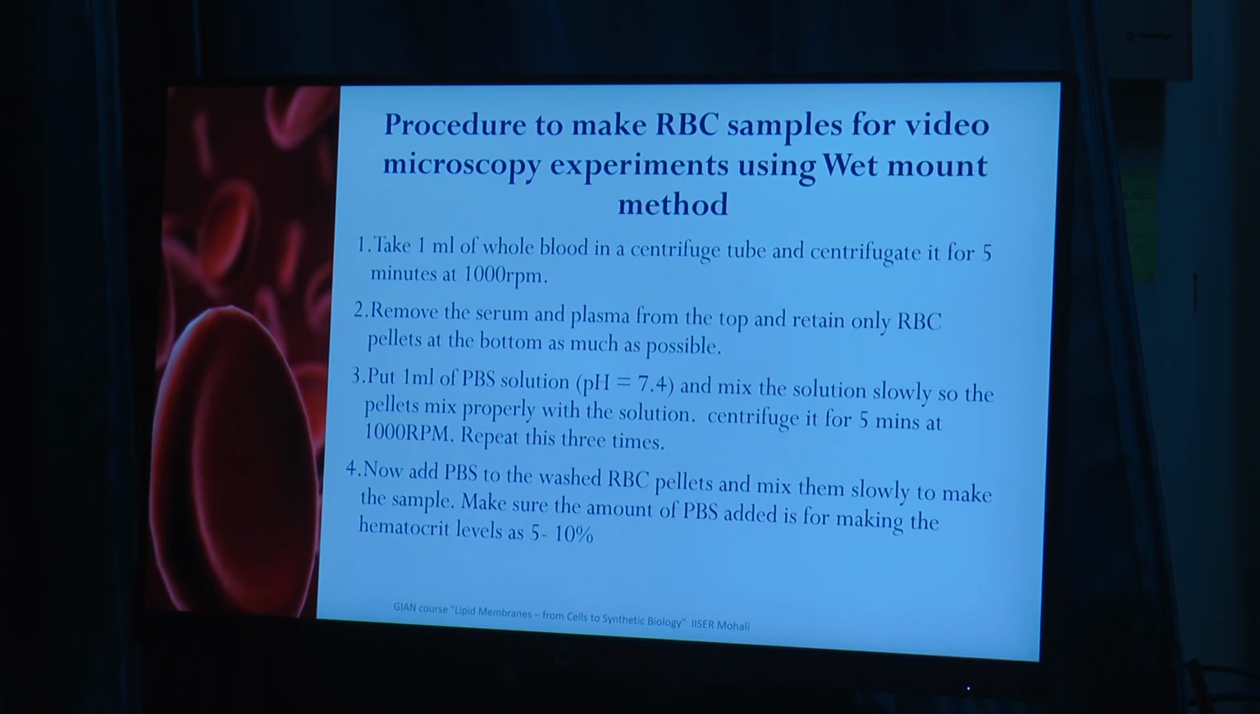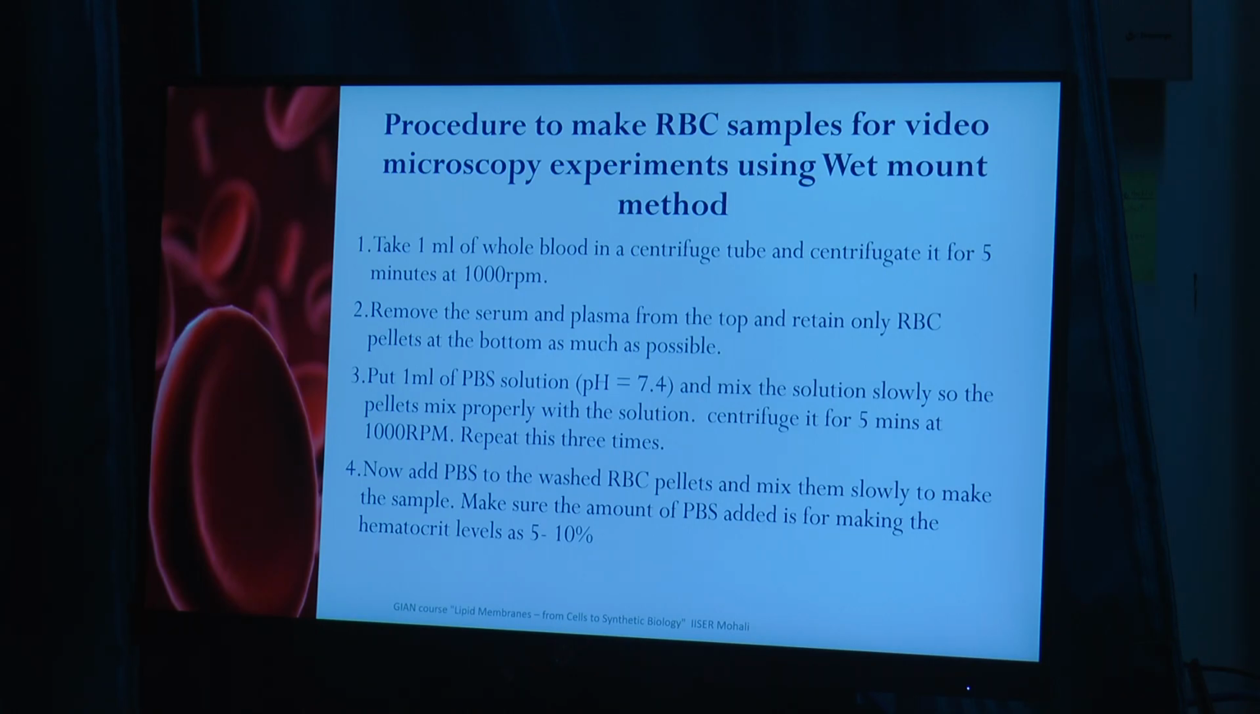300 milliosmolar per liter and a pH of 7.4. We can use HEPES, PBS, phosphate buffer saline, and other normal saline. There are different buffers which we can use to dilute the red blood cells.